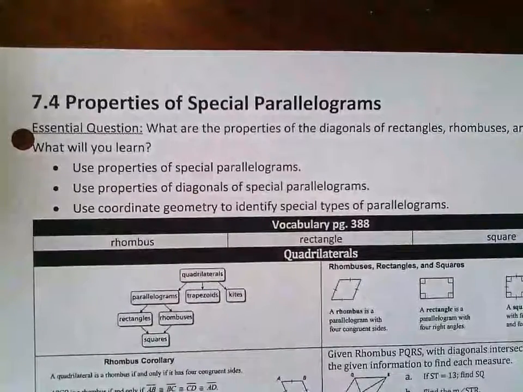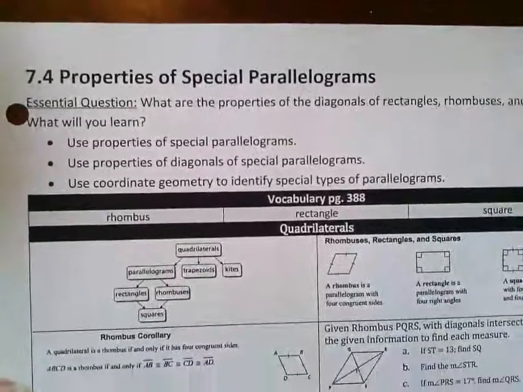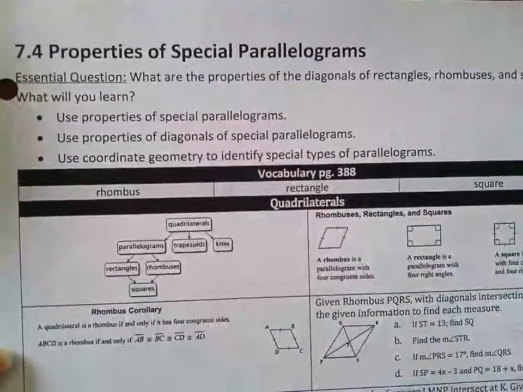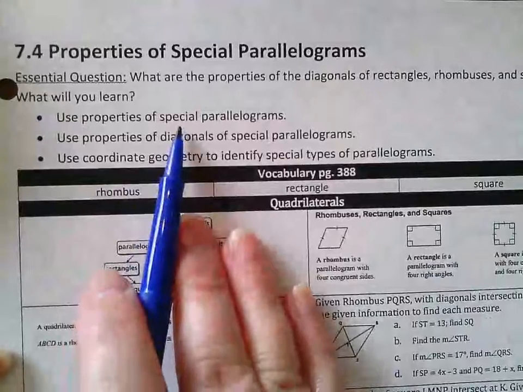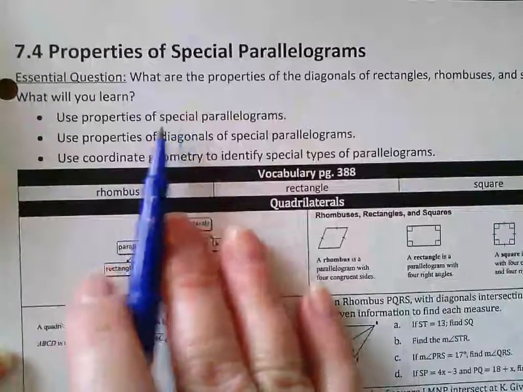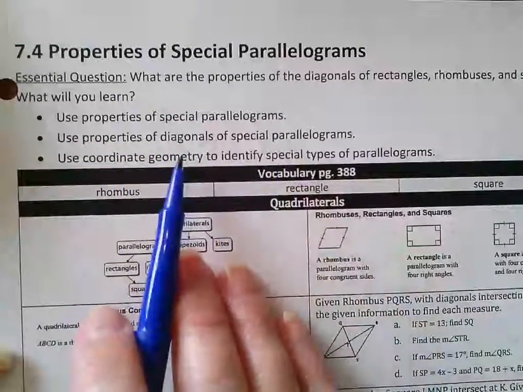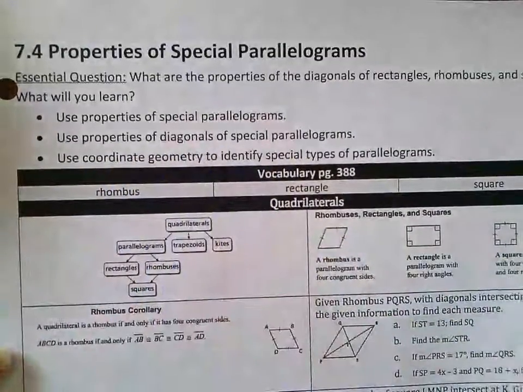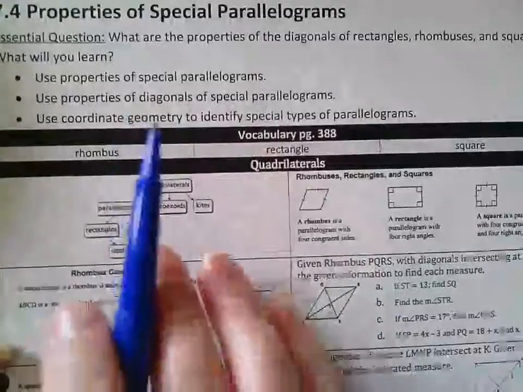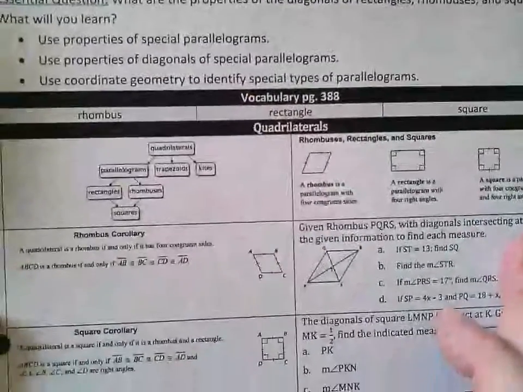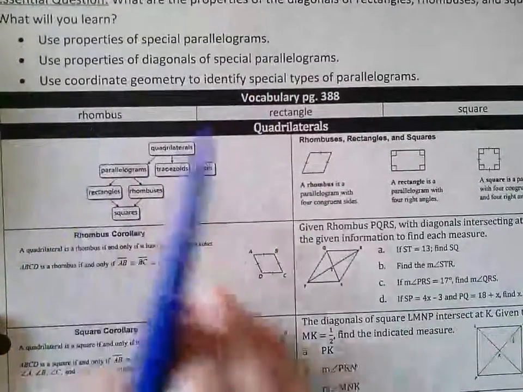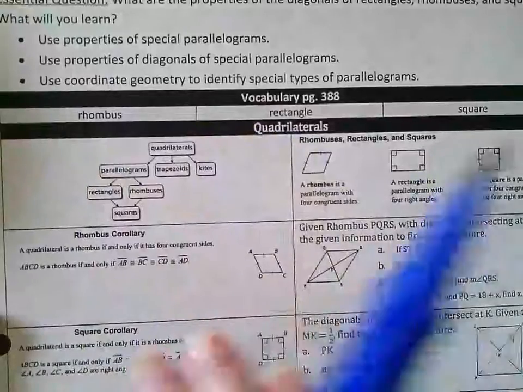Hello, we're going to be talking about 7.4, properties of special parallelograms. So we're going to talk about the properties of these special parallelograms. Anytime you see special, there's some type of pattern or something going on. Use the properties of diagonals, and we're also going to talk about how to use it in coordinate geometry. Not a whole lot on that though. We're going to be talking mostly about rhombus, rectangle, and square.